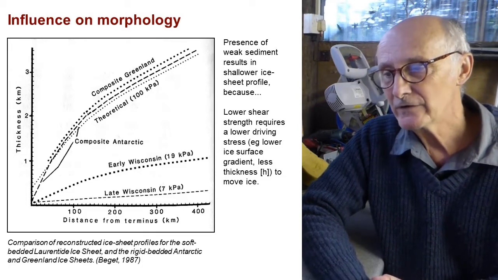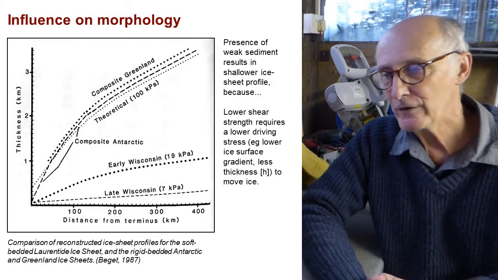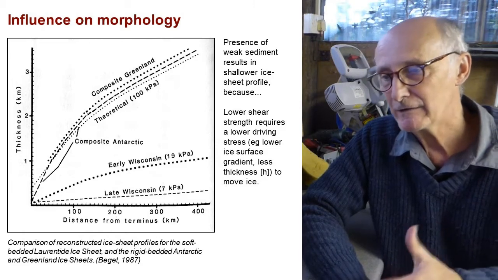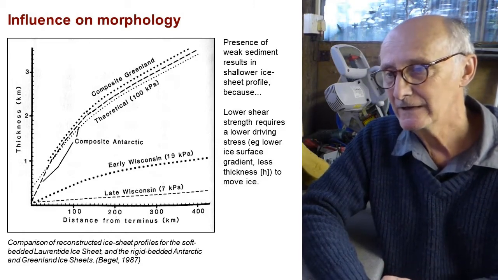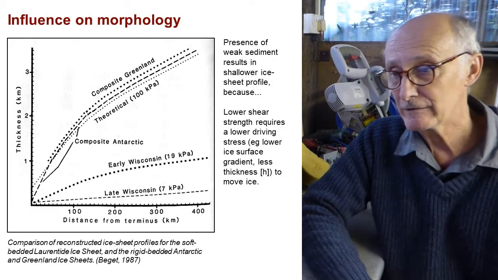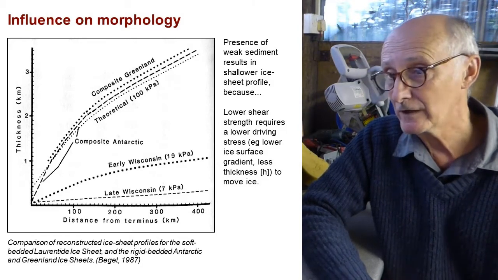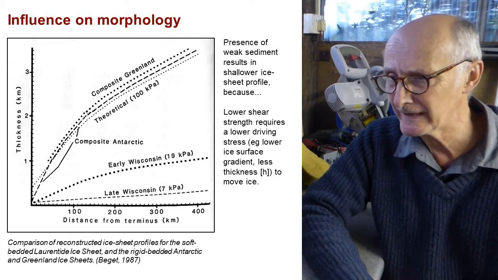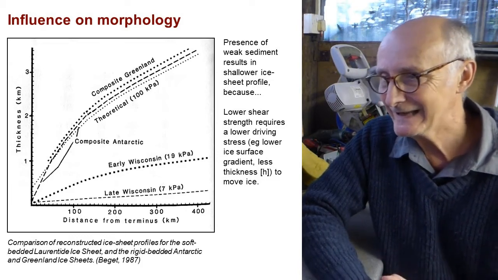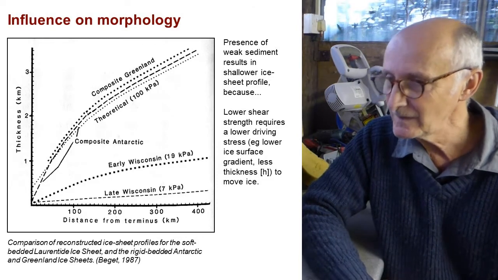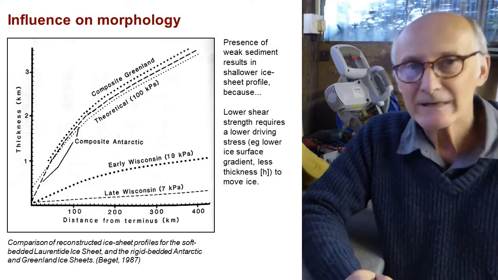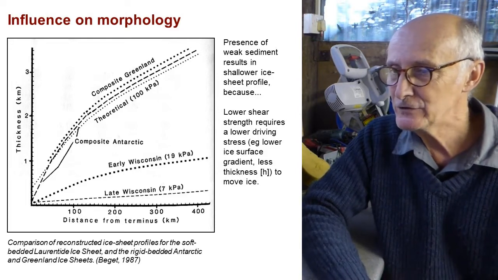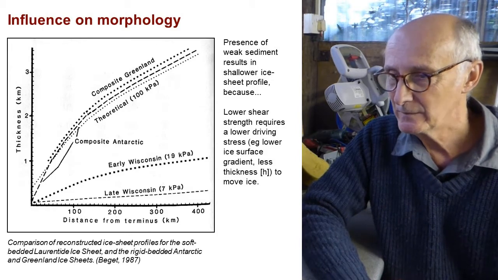And at those lower driving stresses, the cross profiles of the ice sheet seem much lower. The ice is much thinner, and the ice has a much less steep gradient than it did at the higher stresses that we have for our current composite Greenland and Antarctic ice sheets, and we have for the theoretical ice sheet that we've got on there. So what this seems to be indicating is that there's a correlation such that the weaker sediment, for example, a weak sediment at the substrate or a low friction substrate, is associated with a shallower ice sheet profile.